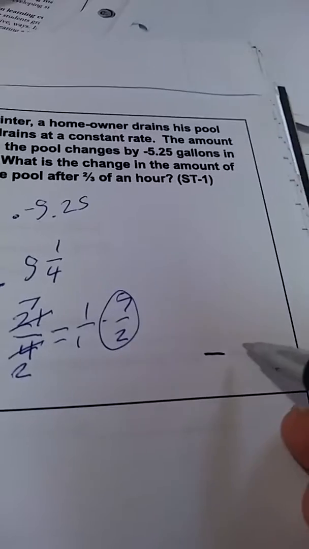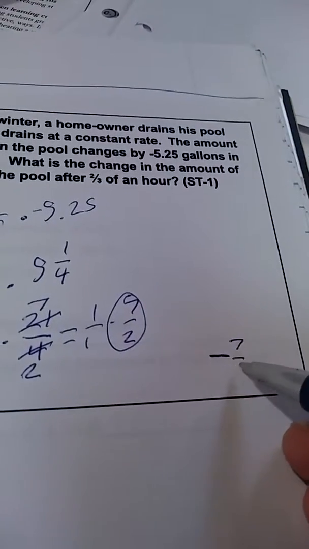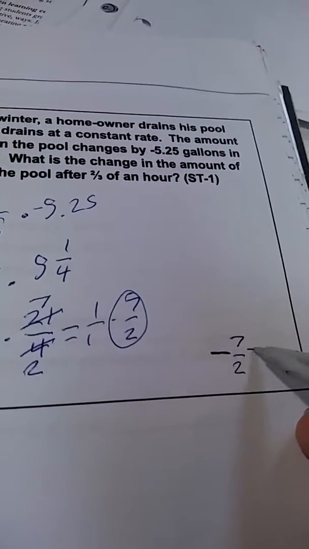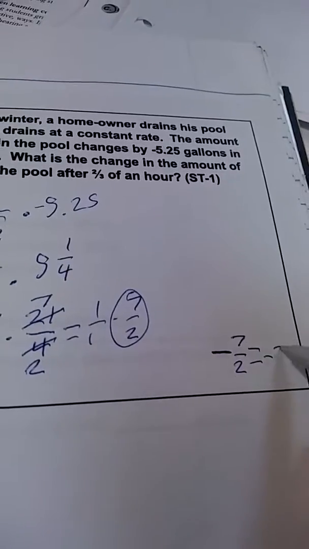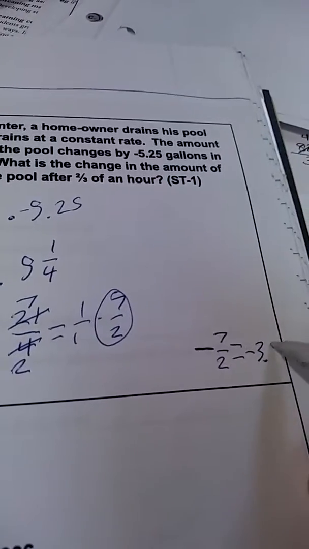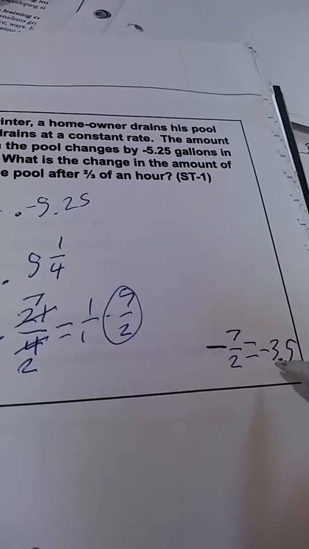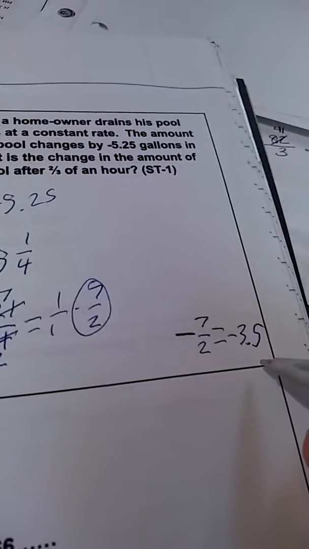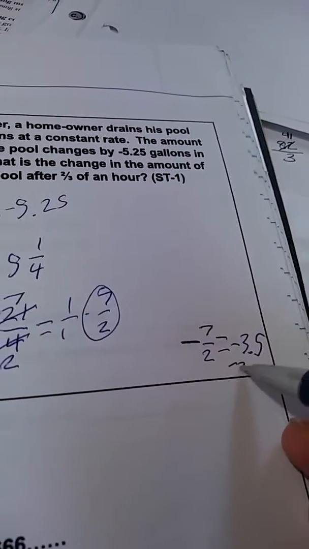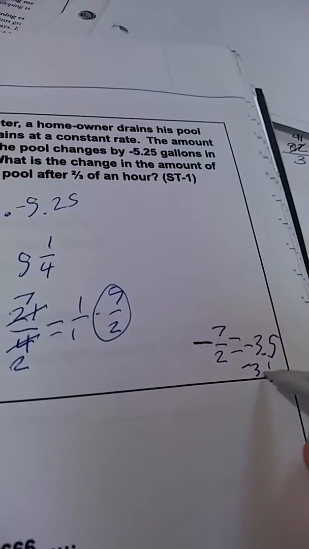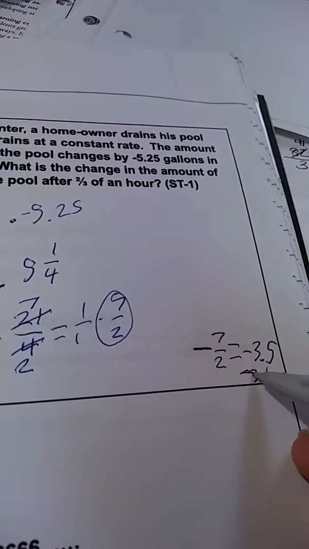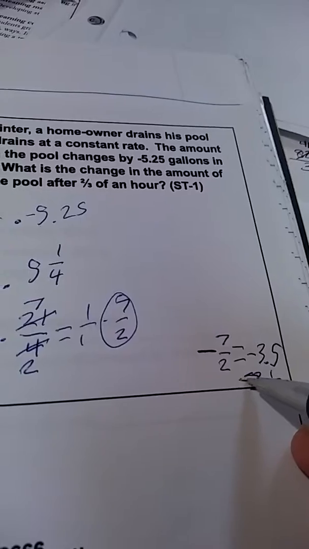It happens to be negative. So negative 7/2, which is the same as negative 3.5. So my answer is negative 3.5, or negative 3 1/2. Okay? Write that a little neater. There you go.